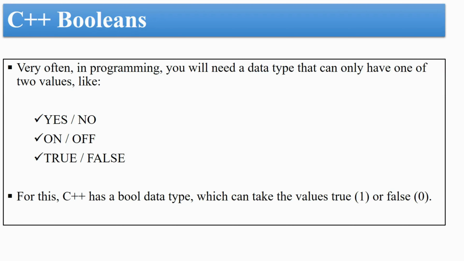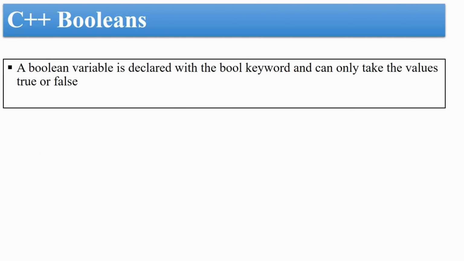Very often in programming, you will need a data type that only has one of two values, like for example, yes or no, on or off, true or false. For this, C++ has a bool data type which can take the value true, 1, or false, 0. A Boolean variable is declared with the bool keyword and can only take the values true or false.